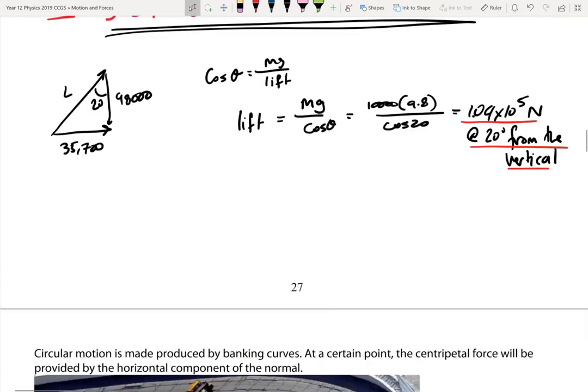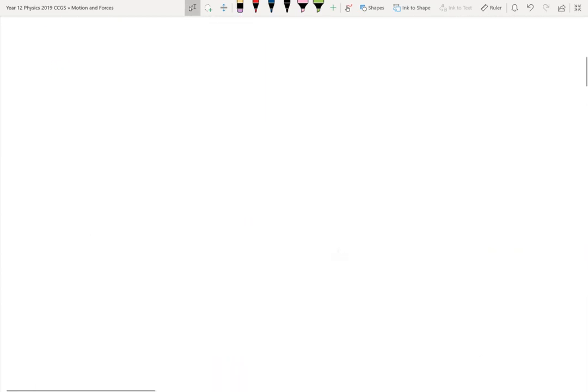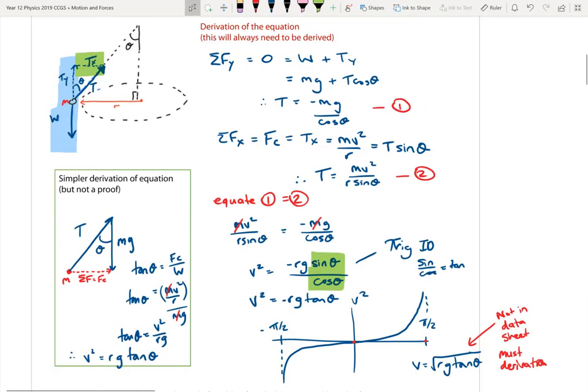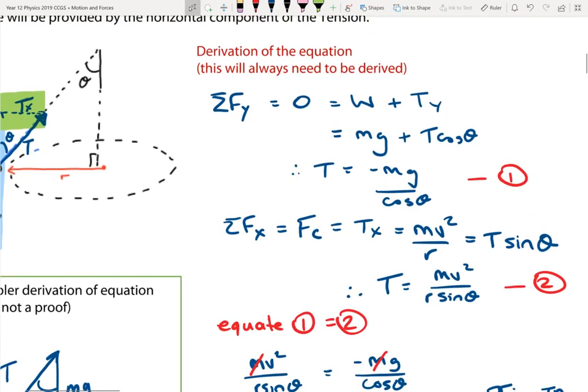So, a quick little recap. A wonderful equation can be derived when we equate the forces in the vertical and the forces in the horizontal. If it's a ball on a string, it's tension. If it's a plane, it's the lift force.